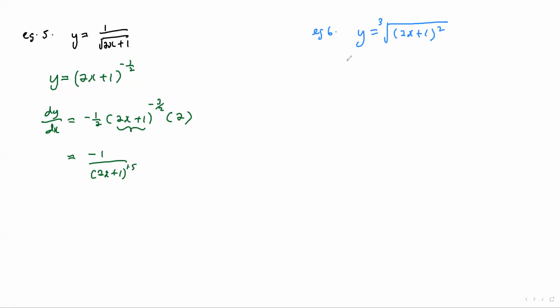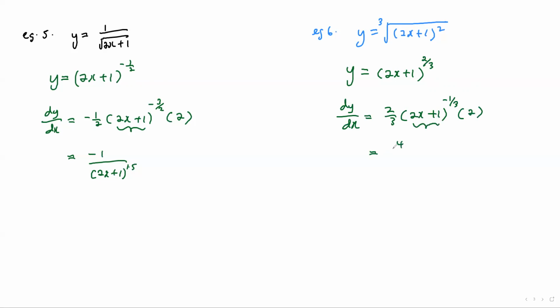Okay, so let's look at example 6. Pretty much the same thing. So this is 2x plus 1 squared and then cube root. So that is as good as power 2/3. So you can differentiate. This will be 2/3, and this will be 2x plus 1 to the power of 2/3 minus 1. That's minus 1/3. So multiplied by the derivative of inside, and that's 2. So our final answer will be 4/3. I'll bring this down, and this is a cube root of 2x plus 1.